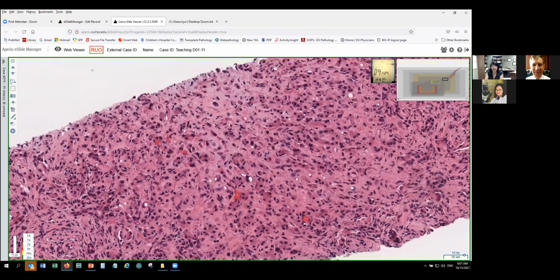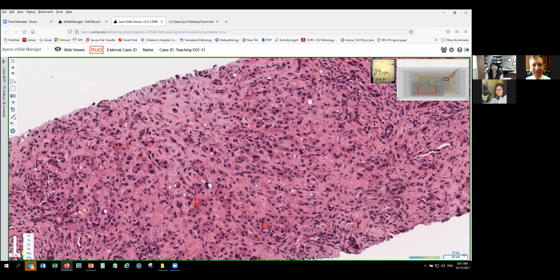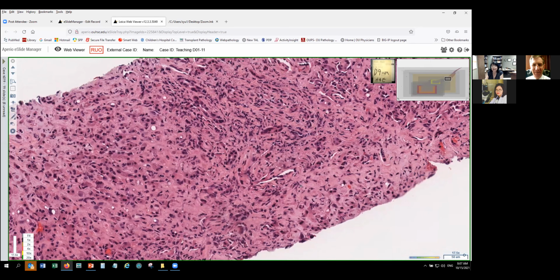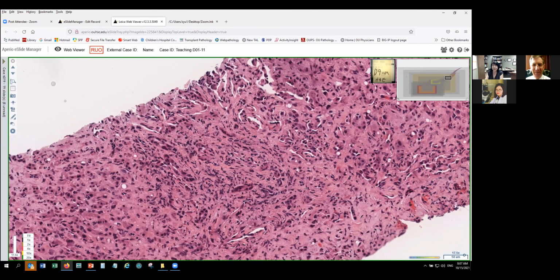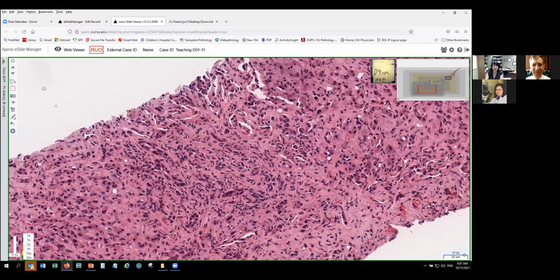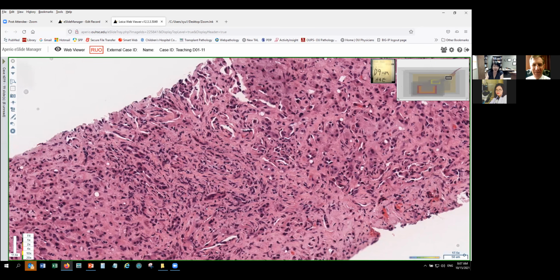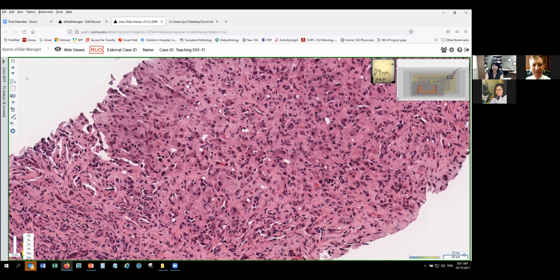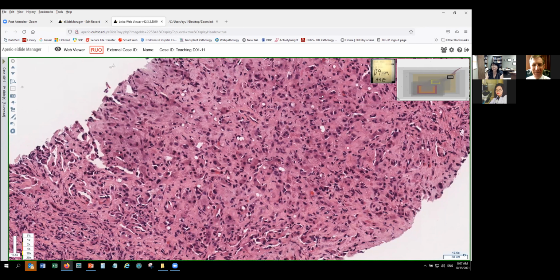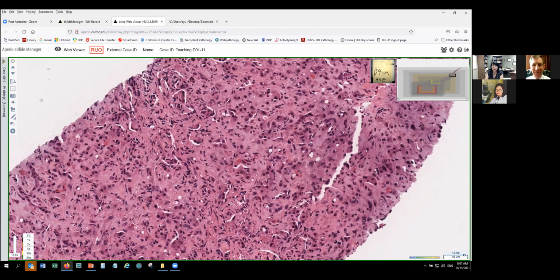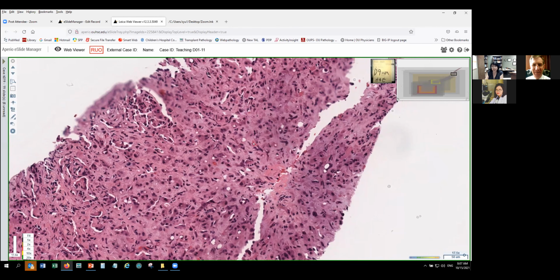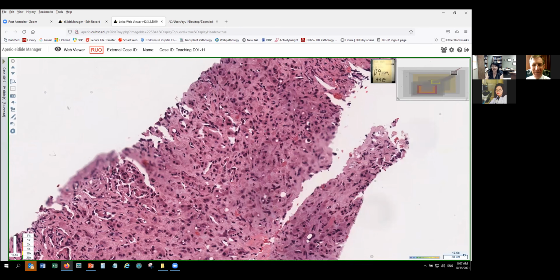Hepatocyte dropout. Some hepatocytes are left over, but you still have some cells that are a little bit different from hepatocytes. Very subtle, but you do not have normal architecture. There's some residual bile duct. Going here, there are some leftover hepatocytes, but also some background fibrous tissue. It's very difficult to tell which is tumor and which is hepatocyte.